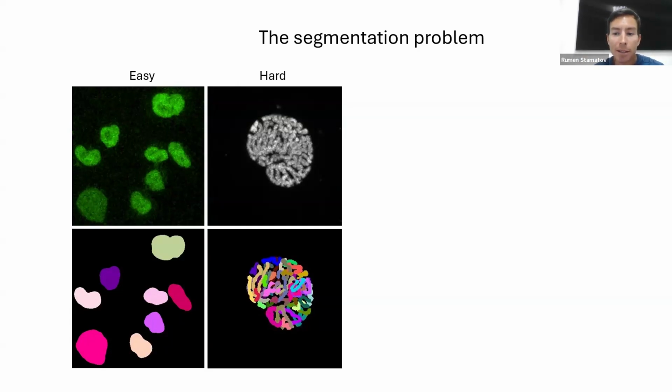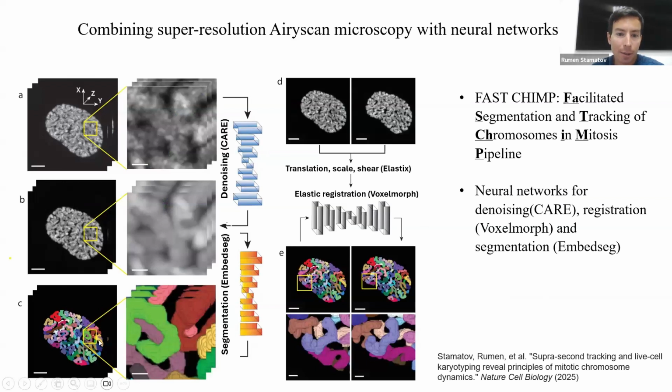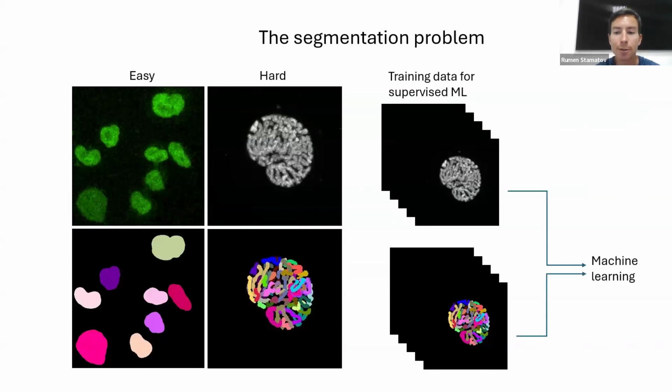So we found this amazing tool called EmbedSeg, which was originally developed for other applications like C. elegans worms. But think about it, C. elegans look very much like chromosomes because they have a similar shape. So when I saw this paper, I decided to try it out, and it gave amazing results.